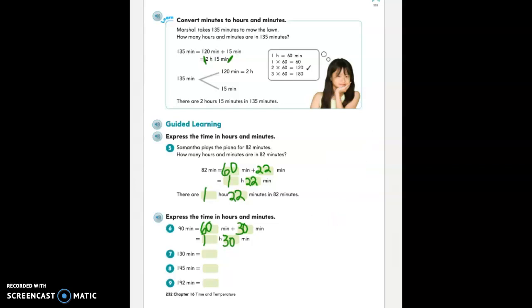Now we're going to convert 130 minutes. Again, I'm going to go up to my little chart up here. 1 hour is 60 minutes, 2 hours is 120 minutes, 3 hours is 180. So I'm going to use that 2 hours, and I'm going to subtract. So it's going to be 2 hours, and what's left? 10 minutes.